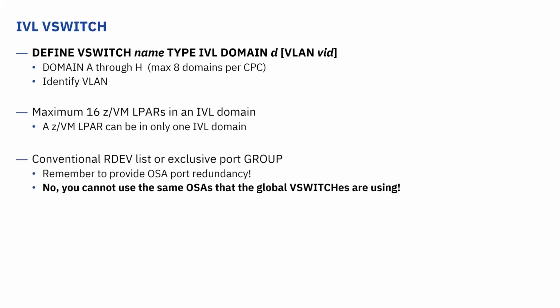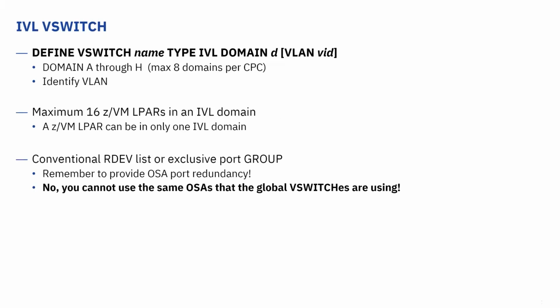I'll talk about that. So to create the IVL vSwitch, it's a defined vSwitch. You say type IVL and assign the domain. If you want to use VLANs, you can share OSAs for this, and you can define them on different VLANs. You have up to 8. There's a firmware restriction, and you can put at most 16 LPARs in an IVL domain.